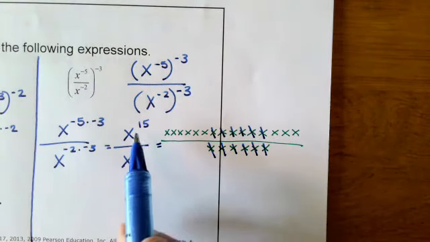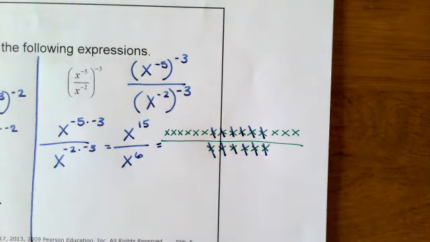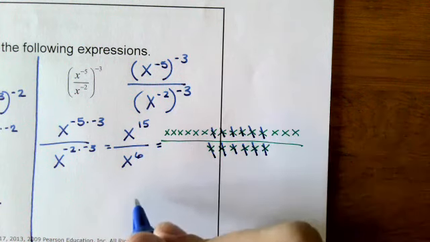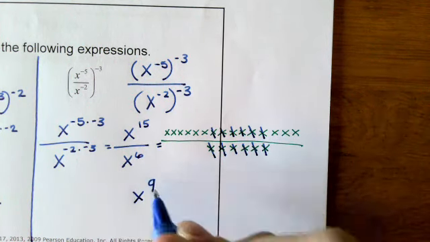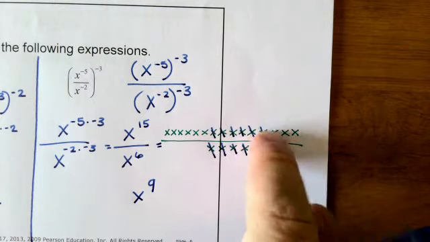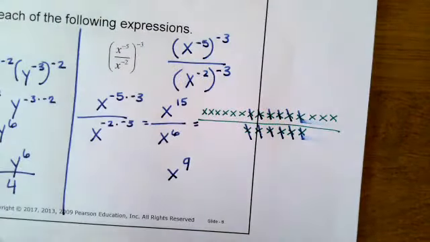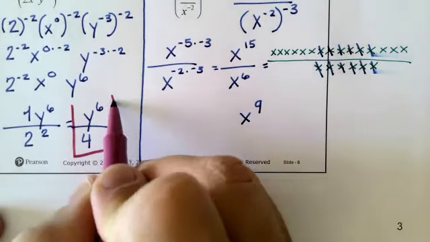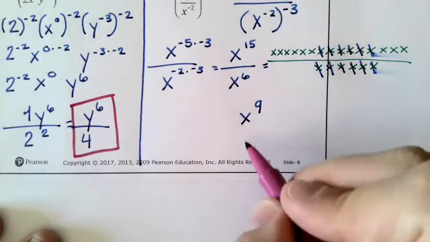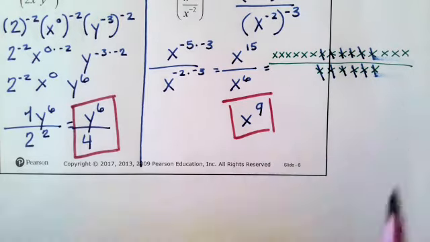So it's basically like taking 15 and subtracting 6 from it. And I just get x to the 9th. If I counted all these, there would be 9 left over. Okay. So here our final answer is y to the 6 over 4. Here our final answer is x to the 9th.